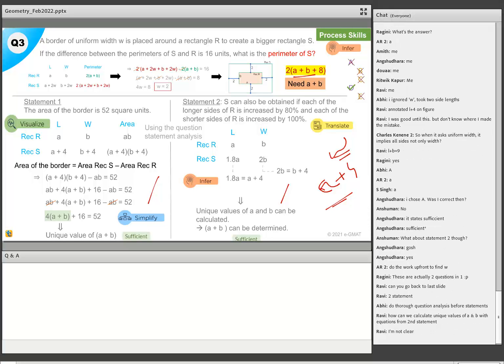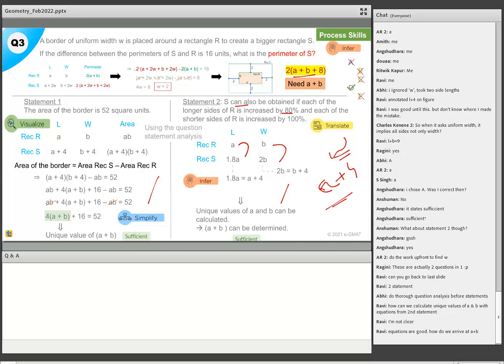Right? How can we calculate unique values of A and B with equations from the second statement? What does the second statement say, Ravi? S can also be obtained, or in other words, the bigger rectangle can also be obtained if the longer side is increased by 80%, or in other words, A becomes 1.8A and the shorter side increases by 100%, or in other words, B becomes 2B. But we have already calculated that the longer side is A plus 4 and the shorter is B plus 4. It's the same rectangle, right?